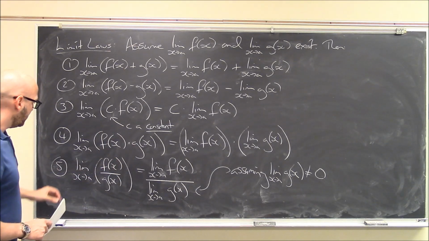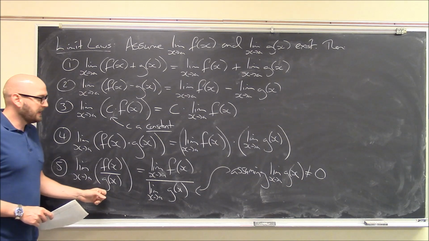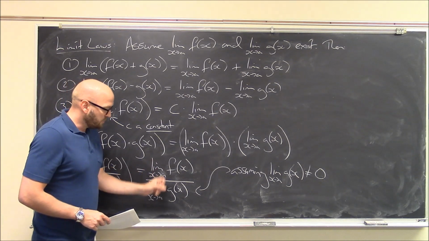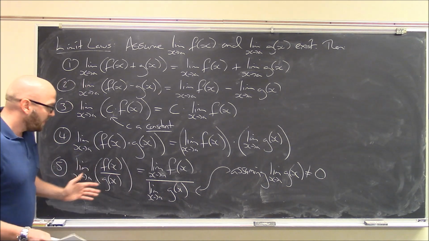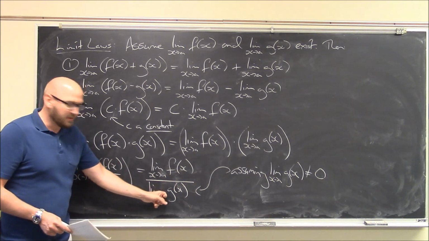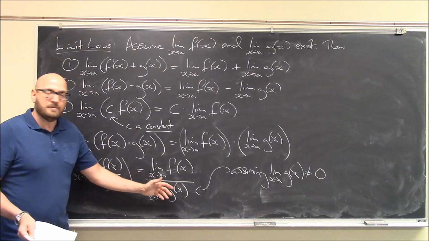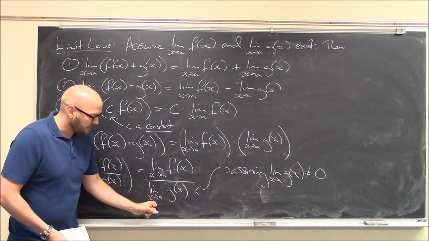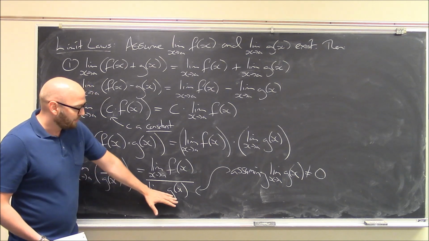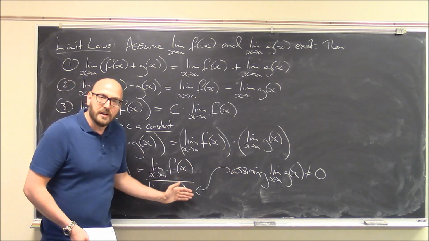And last but not least, if you've got a limit of a quotient, f of x over g of x, you can break this up into a quotient of limits: limit of f of x over limit of g of x. With one additional catch: the limit on the bottom can't be 0. A limit is a number. This is asking what number g of x approaches as x approaches a. If that number is 0, then you have a problem. Then you're dividing by 0.